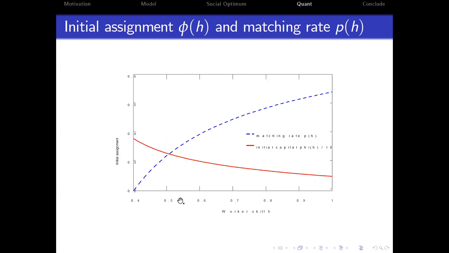Okay, first, let me show you the assignment. I know this is terribly small. When I put the EPS graphs into the slides, they always end up small. The horizontal axis is the H. So the HL is 0.4, and the HH, the highest one, is 1. The red is the initial assignment of capital. It's decreasing. So indeed, with this kind of calibration, you do get negative sorting initially. The blue one is P, the matching rate as a function of scale. That's increasing. So case one is the only one that comes out of this model with these numbers.